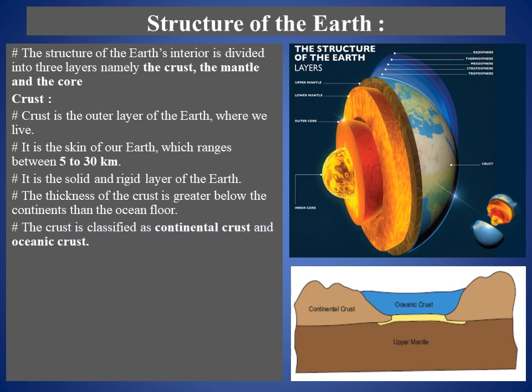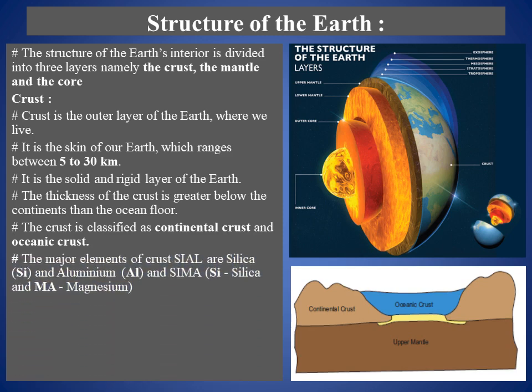The crust is classified as Continental Crust and Oceanic Crust. The major elements of the crust are silica and aluminium, called sial, and silica and magnesium, called sima. Sima represents the oceanic crust, and sial represents the continental crust.